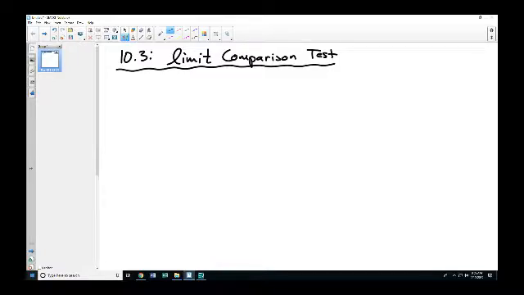All right. So this is the fourth test in 10.3. Okay, and we kind of mentioned it yesterday when we had a series like this. Our first thought is to do what? Compare it to 1 over n squared. Okay. That's a good thought.